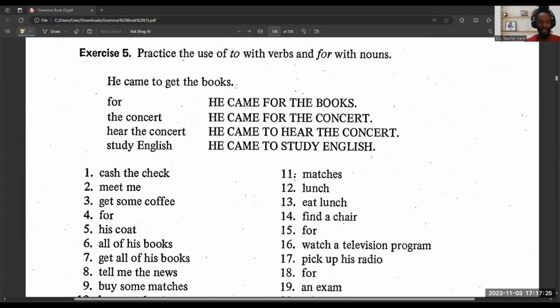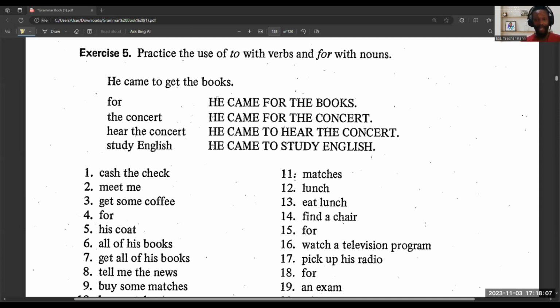This is a substitution exercise. It's not very complicated. We just have to remember that if we are going to talk about an action, we have to use to. And if we want to talk about a noun or about something that can be described, you will use for. We have the examples here, and I am going to say the word, give you a moment to say the complete idea, and then I will repeat the complete idea.